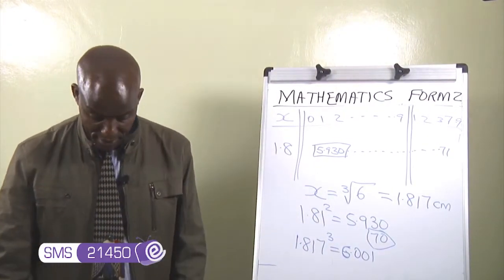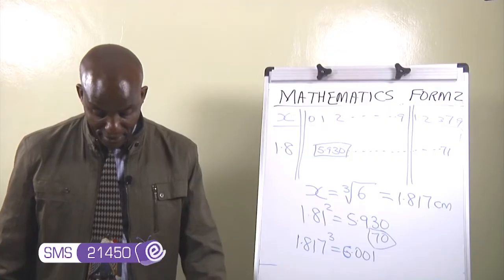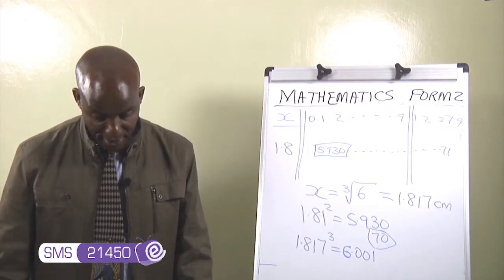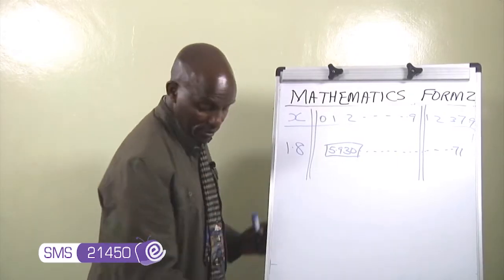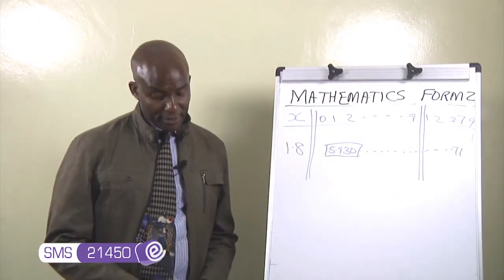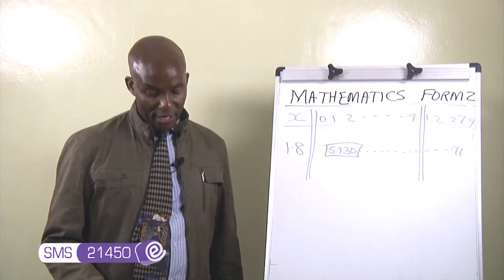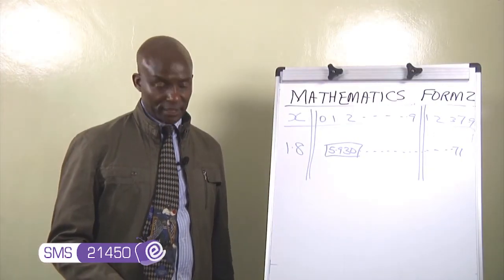All right? That is the first example. The next one says a cuboid. A cuboid has a square base.